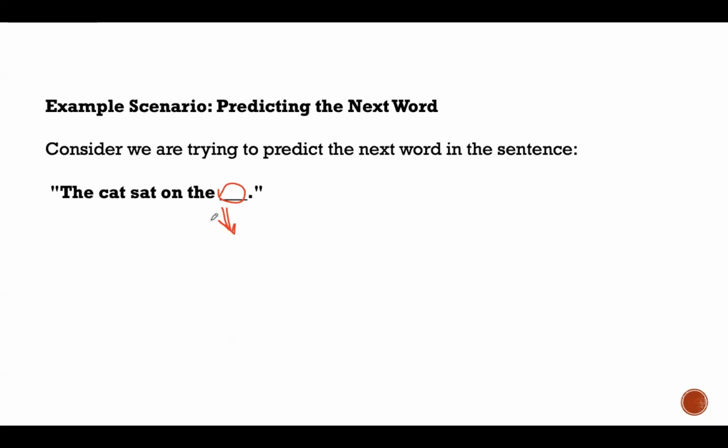For mat, the probability will be 80%. If the next word is floor, then the probability will be somewhat 15%. And if it is stable, the probability will be 5%. So let us assume some percentages like this. You'll get something like this after applying the softmax layer. And the model predicts that mat has the highest probability. So the model predicts mat as the most likely next word.